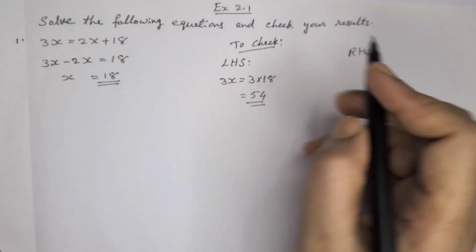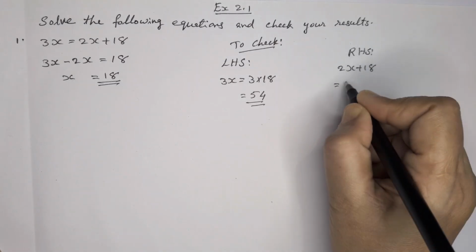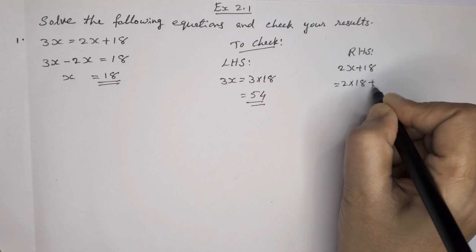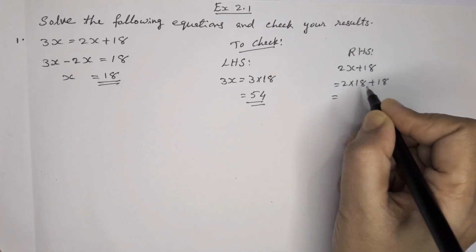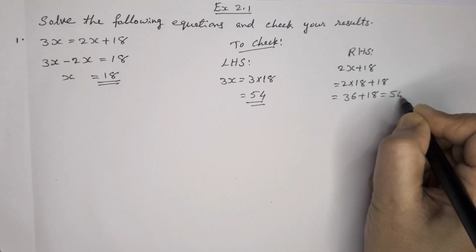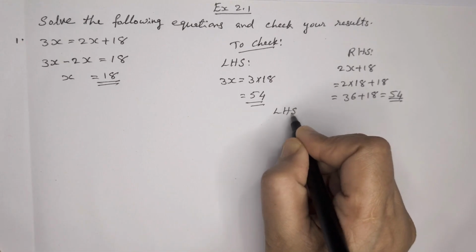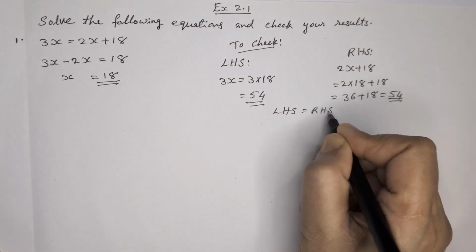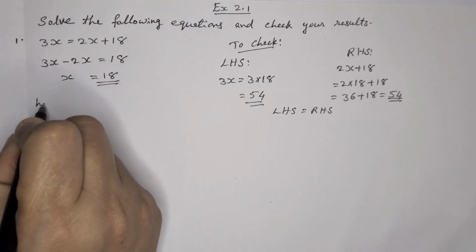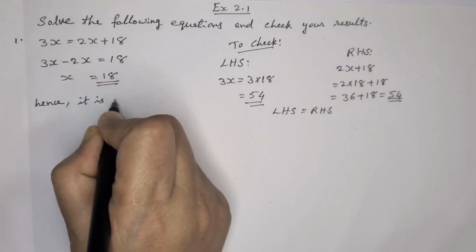Same way RHS. Right side of the equation, 2x plus 18. That we can write as 2 into the value of x, 18, plus 18. So 2 into 18, 36, plus 18 is equal to 54. That means LHS is equal to RHS. So we can write our answer is correct. Hence it is correct.